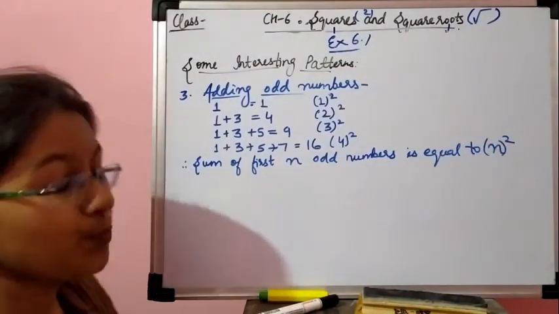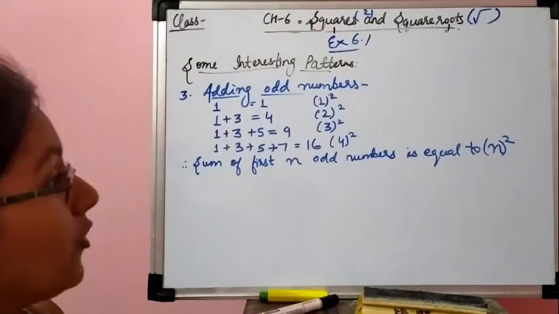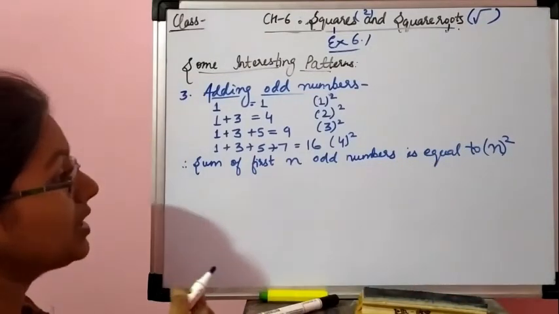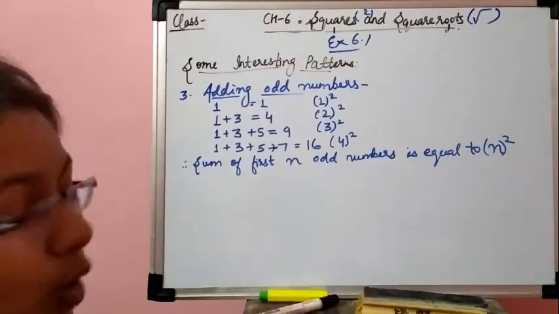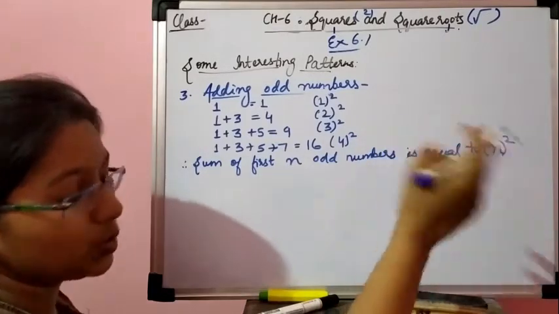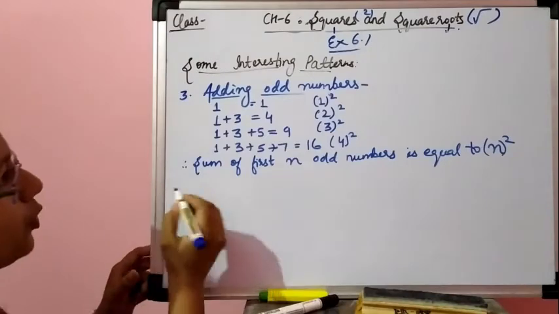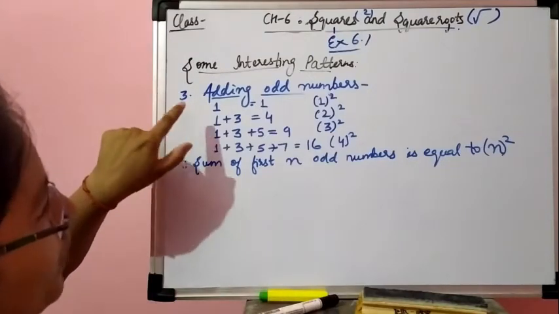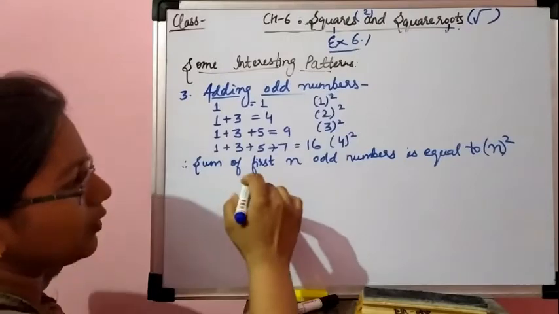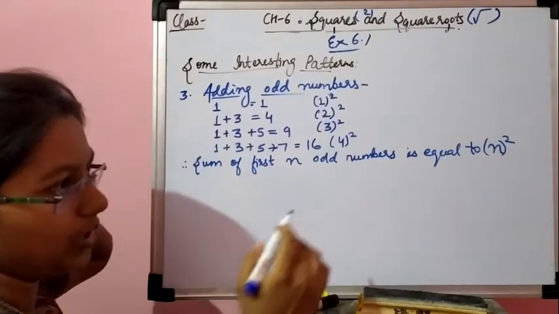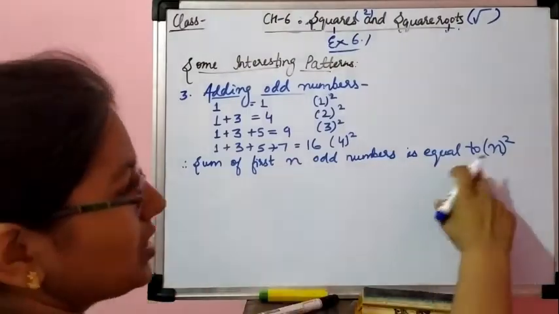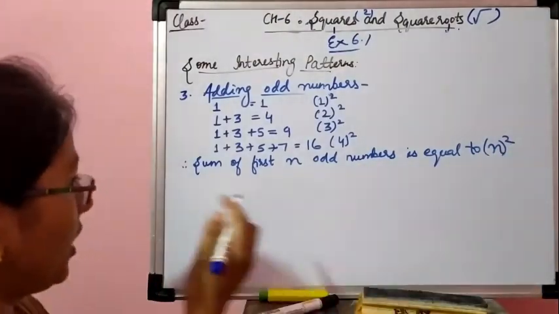Now supposing what will be the sum of 5 odd numbers? So 5 5s are 25. What will be the sum of the first 8 odd numbers? So 8 square, that is 8 8s are 64. Okay, so this is another pattern, the addition of odd numbers. And what kind of odd numbers? The first odd numbers. However many odd numbers you take, the sum will be equal to the square of that number.